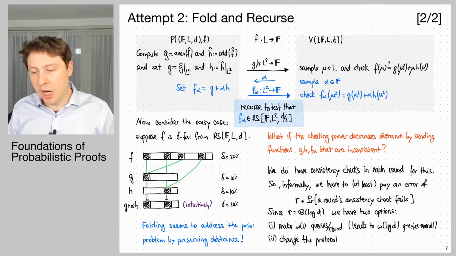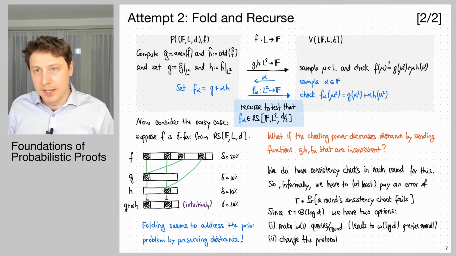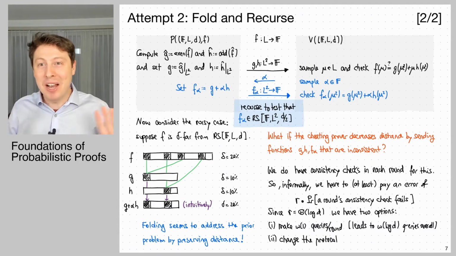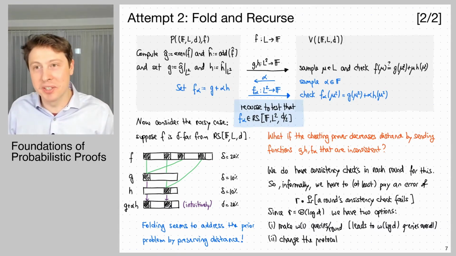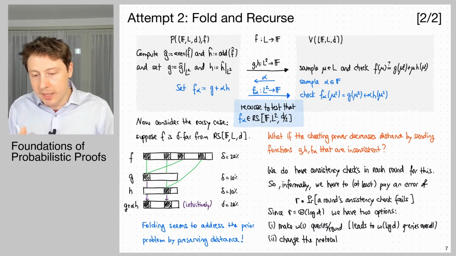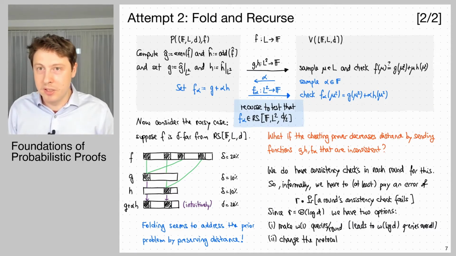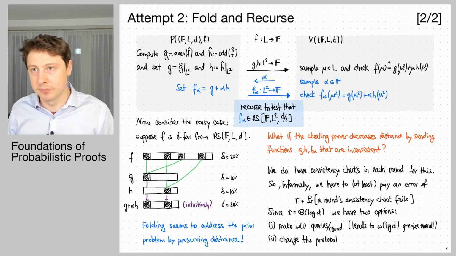You can actually change the protocol once more, and you get a protocol that will magically only make a constant number of consistency checks per round and still somehow be fine, which is very, very surprising. So, is the intuition clear? Intuitively, folding prevents distance from decaying fast, and secondly, we have consistency checks to make sure that you cannot drift, by being inconsistent with prior functions, closer to low degree. Does that make sense?